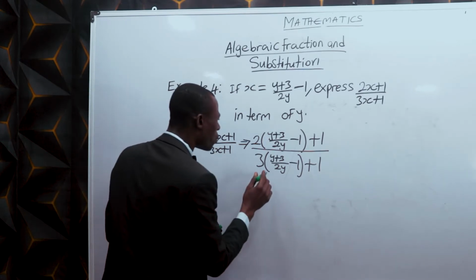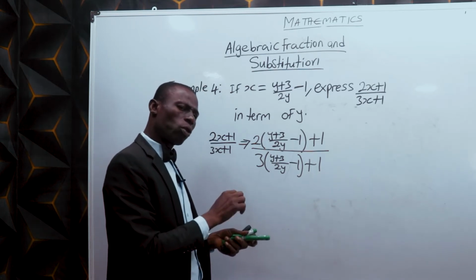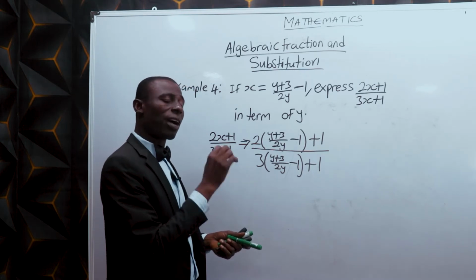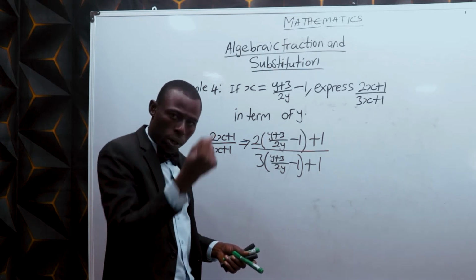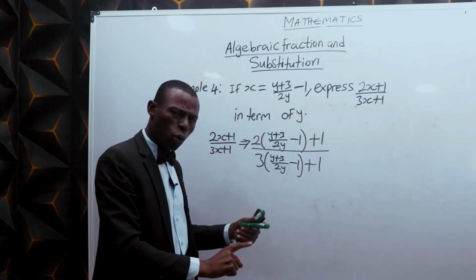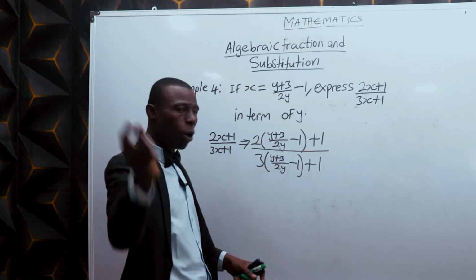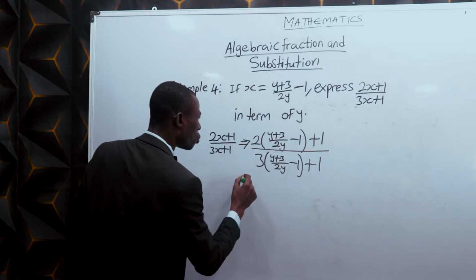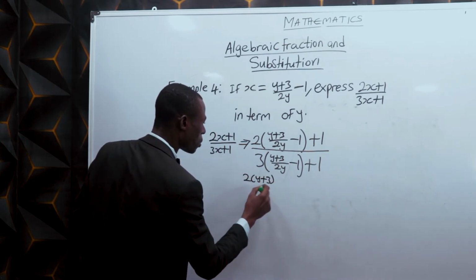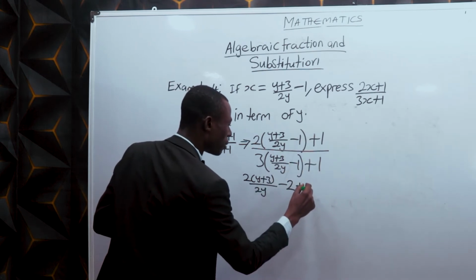This is real substitution. You are really substituting. So open this bracket. When you are opening a bracket in which we have a fraction, whatever you are using to open the bracket will multiply the numerator only. It will not multiply the denominator. If it is a whole number, not a fraction, and you want to use it to open the bracket of a fraction, that whole number will multiply only the numerator of the fraction. So we have 2 times this. It will be 2 into y plus 3 over 2y, 2 times minus 1, minus 2. So you write the plus 1 to follow immediately.